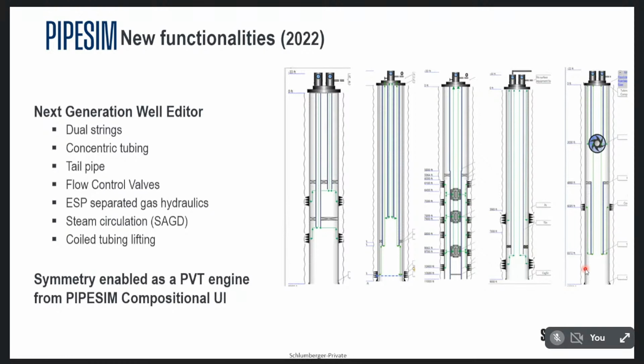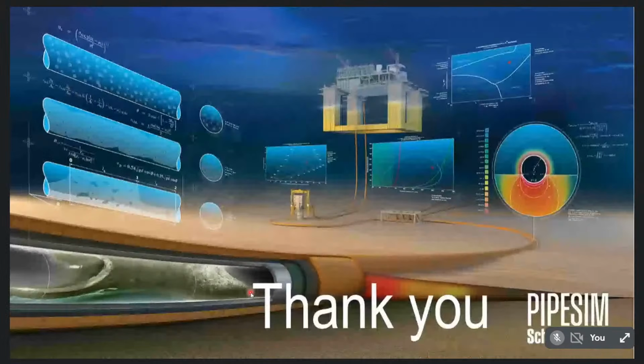We're enabling also flow control valves to be independent from the completion, and exposing these into the user interface. We are enabling modeling this ESP separated gas hydraulics into the annulus. And this can, of course, be used for steam circulation in SAGD operations and cold tube lifting. Symmetry enabled as a PVT engine from Pipesim compositional UI. This is going to be, for sure, part of the 2022 release, which is going to be released in a few months this year. I believe that's it for the presentation.